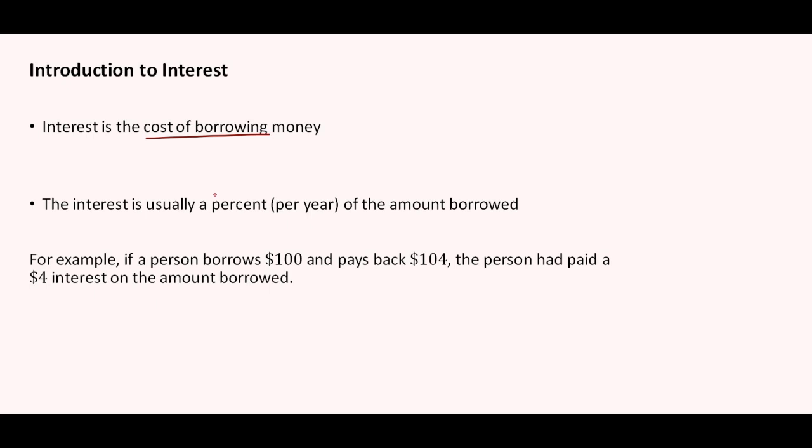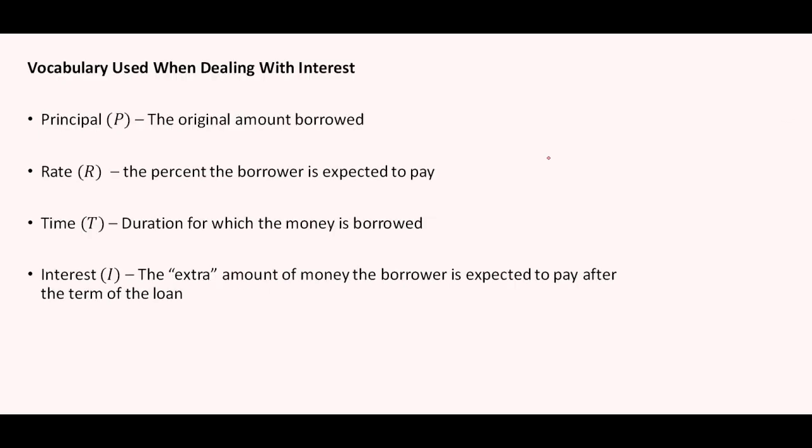Interest is the cost of borrowing money. And usually this interest is a percent per year of the amount you borrow. For example, if a person borrows $100 and pays back $104, the person has paid an interest of $4 on the amount borrowed. So your interest is $4, or the cost of borrowing $100 is $4.